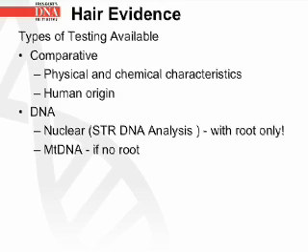For hair evidence, the types of testing available are comparative, physical and chemical characteristics, and whether it is of human origin or not. And for DNA testing, there is nuclear DNA, STR DNA analysis with a root only, and mitochondrial DNA if there is no root.